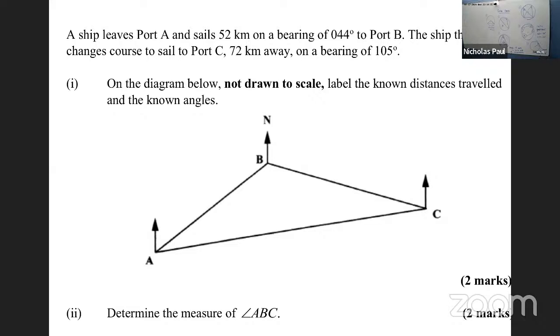Right, let us start. A ship leaves port A and sails 52 kilometers on a bearing to port B. Where does the 52 kilometers go, Matthew? A bearing of 44 to port B, Jaden. Where is that bearing of 44 going?